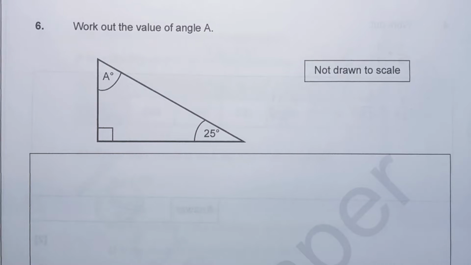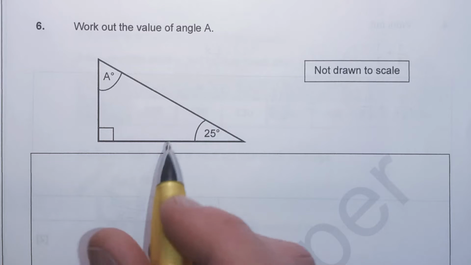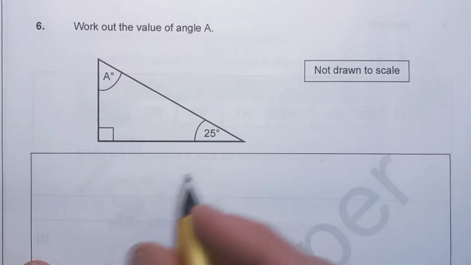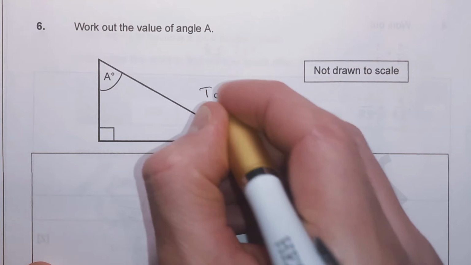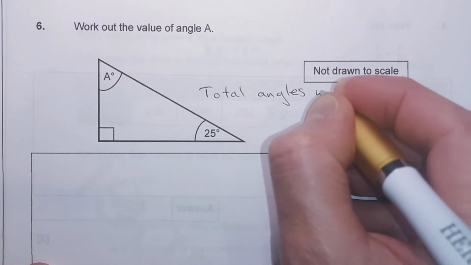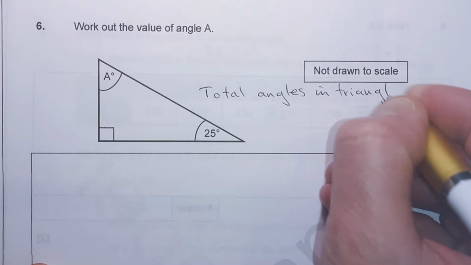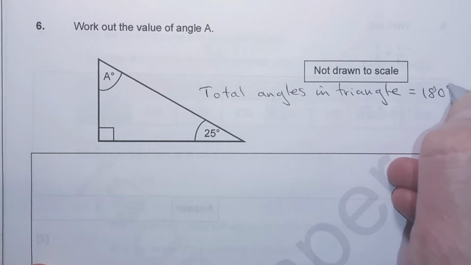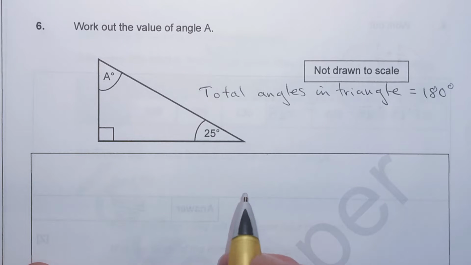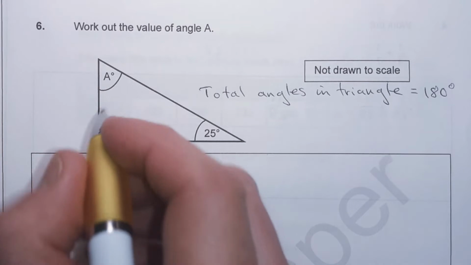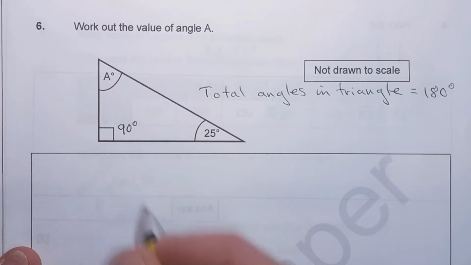Okay. Question 6. Work out the value of angle A. Okay, so we're going to use a rule we know about angles and triangles here, and I know that the total angles in a triangle, and this is in any triangle, add up to 180 degrees. Okay, well, we know this angle is 25 degrees. This angle, well, this is a right angle, so I know that's 90 degrees.